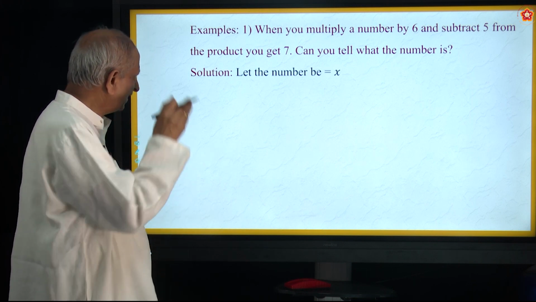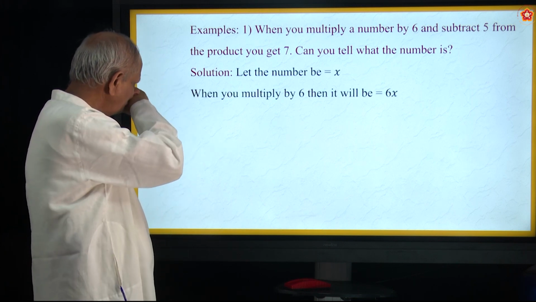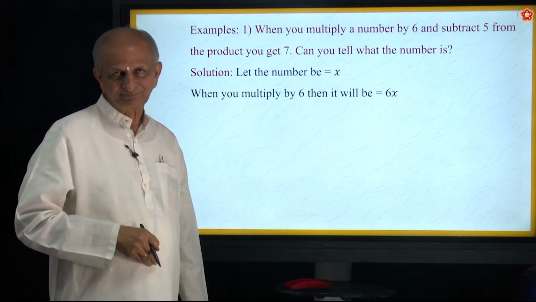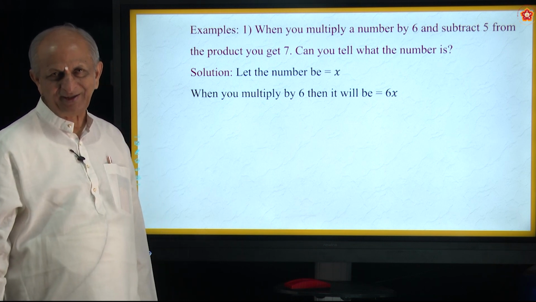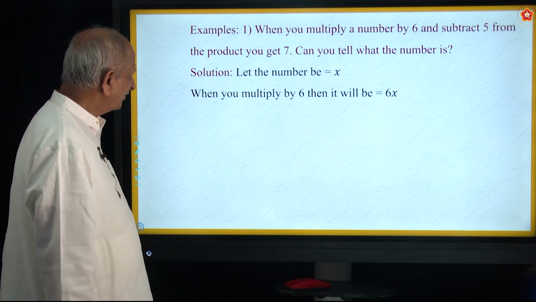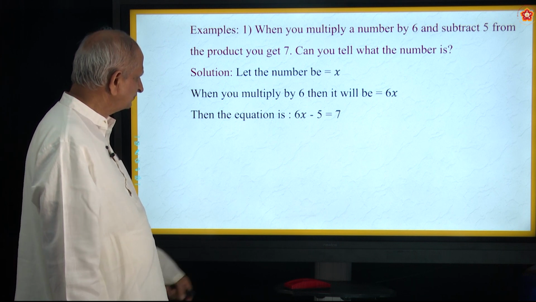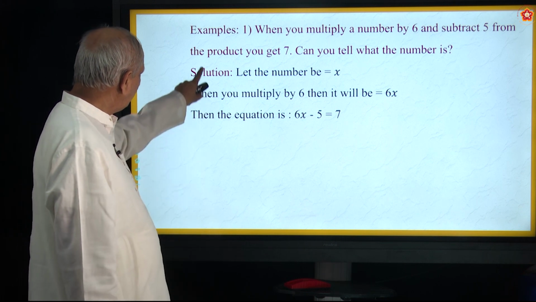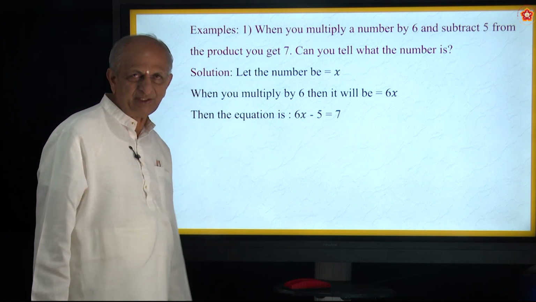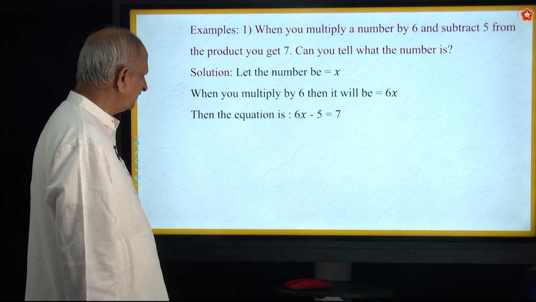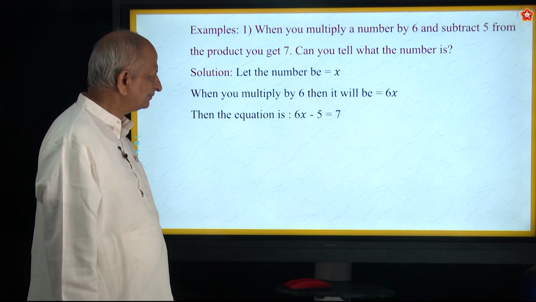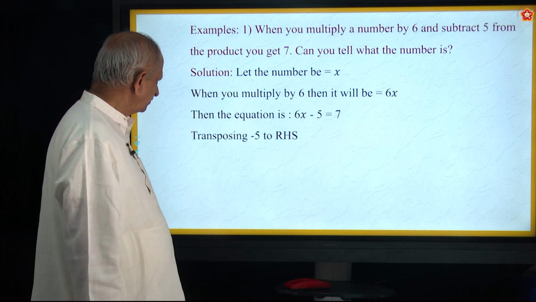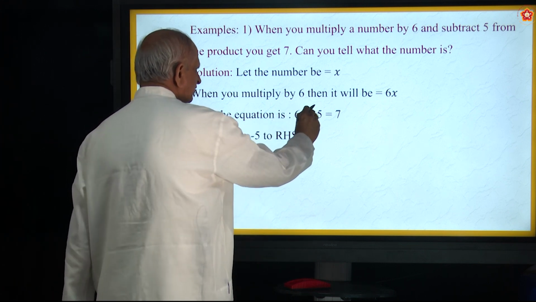So the solution is, let the number be x. Multiply by 6, it becomes 6x. Very interesting. Try to catch it correctly. Subtract 5 means 6x minus 5. And the answer you get is 7. So 6x minus 5 equal to 7. That is the equation. Now they are asking what is that number. So transposing minus 5 to the right side.